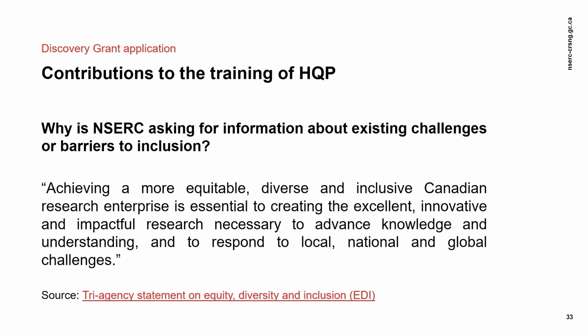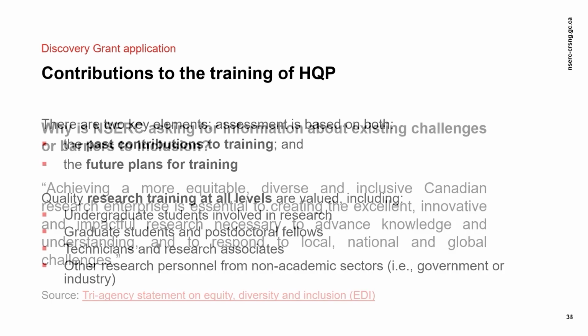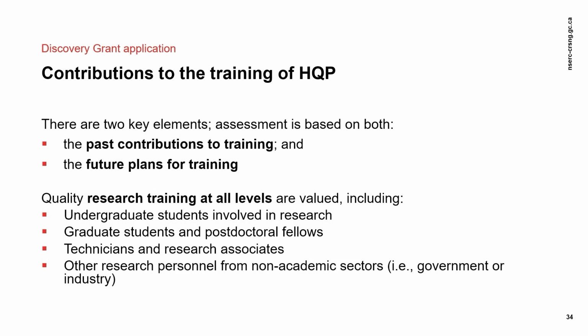We'll get into more details as we get into each section. The HQP section of the application is assessed based on two main sections: your past contributions to training and your future plans for training. The quality of the research training at all levels is valued, including undergraduate students involved in research such as theses and summer projects, to graduate students and postdoctoral fellows. Normal teaching duties, including capstone design projects and engineering, should not be included. Technicians and research associates are also included, as well as other trainees from non-academic sectors such as government and industry.